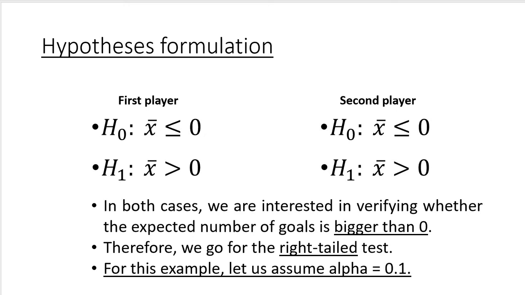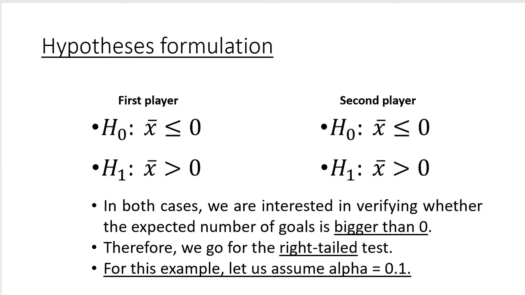For the second player, everything looks the same, so we are going to perform this procedure for both players. Please keep in mind that we are interested in verifying whether the expected number of goals is bigger than 0, which means that we go for the right-tailed test. And let us assume that alpha is equal to 0.1.